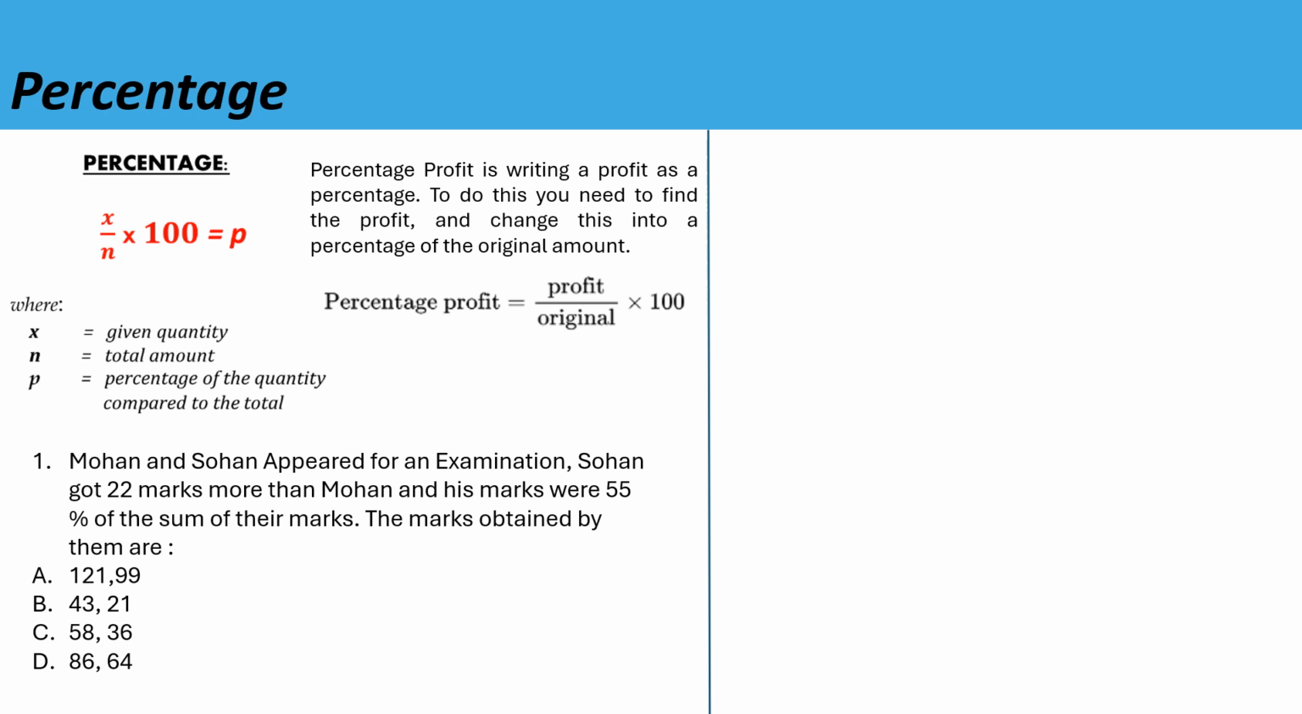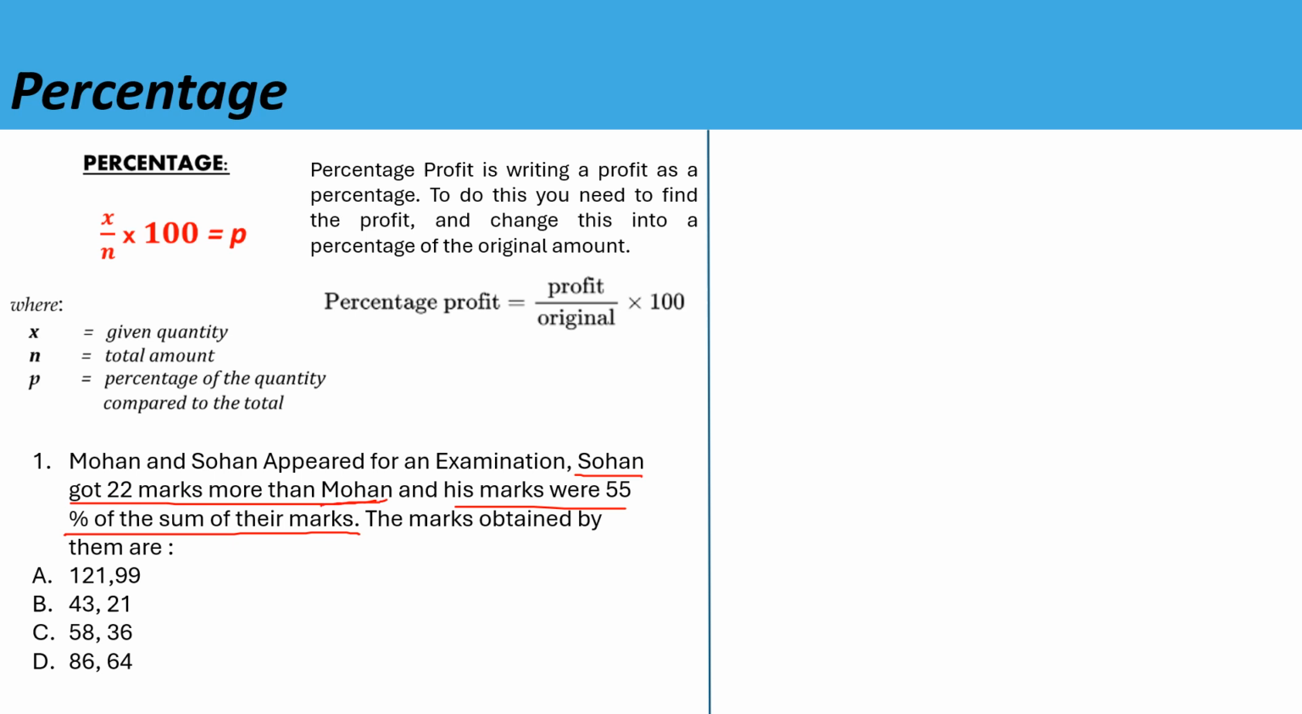So now let us discuss the first question over here. Mohan and Sohan appeared for an examination. Sohan got 22 marks more than Mohan, so this is the first equation. Sohan got 22 marks more than Mohan, and his marks were 55% of the sum of their marks. Okay, what are the marks obtained by them? So the first equation is that Sohan got 22 marks more than Mohan.